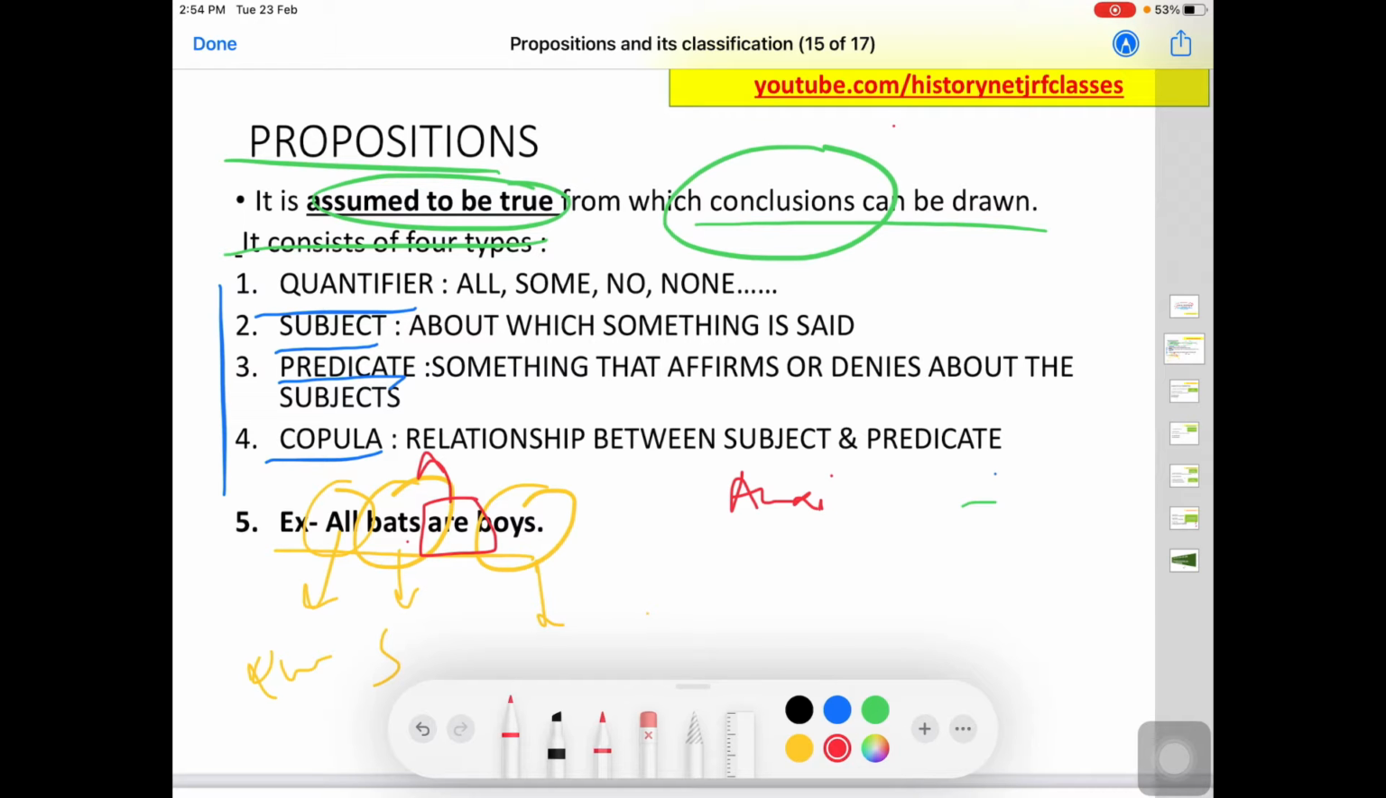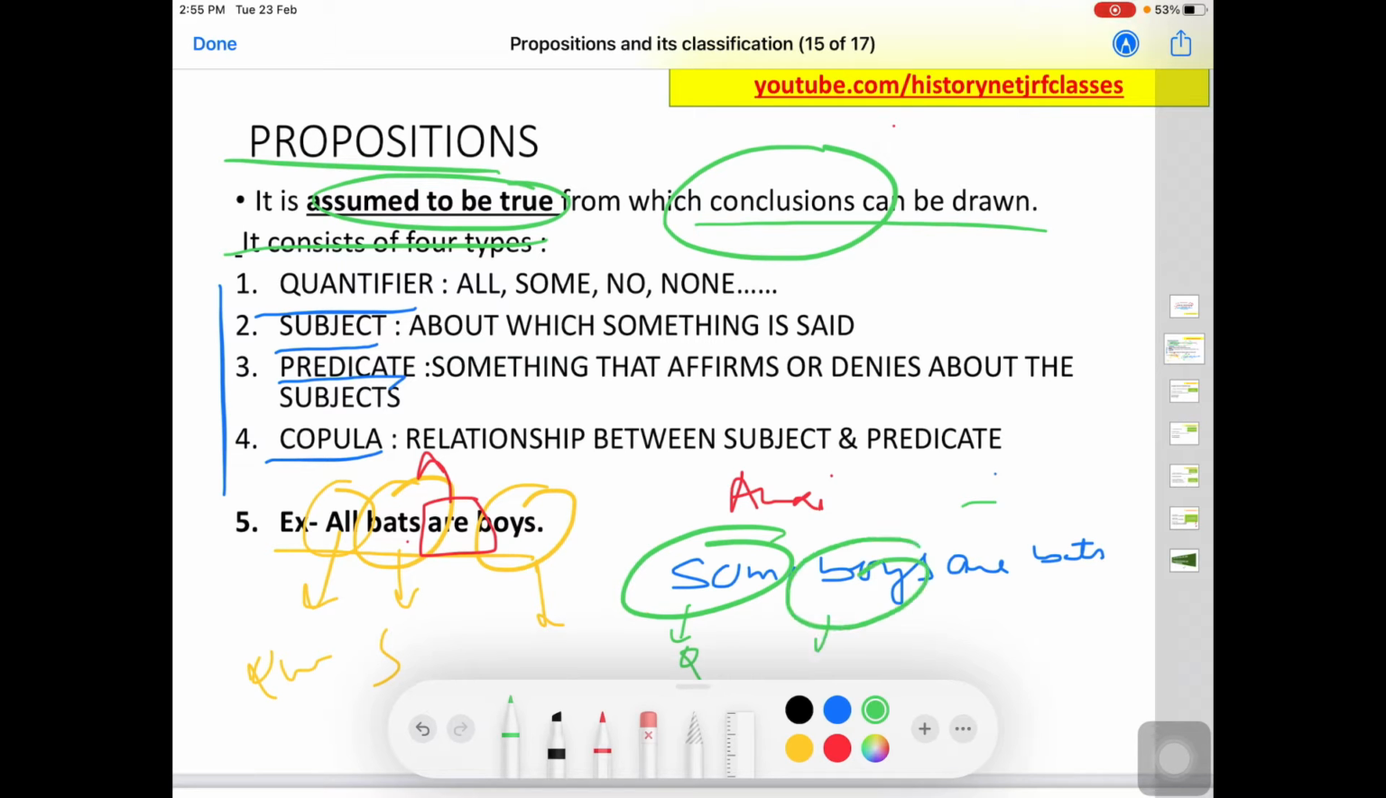Another example is: some boys are bats. Here "some" represents the quantity of the subject, so some acts as a quantifier, boys acts as the subject, bats acts as the predicate, and "are" acts as the copula. I hope it is clear to you what proposition is and what its parts are.